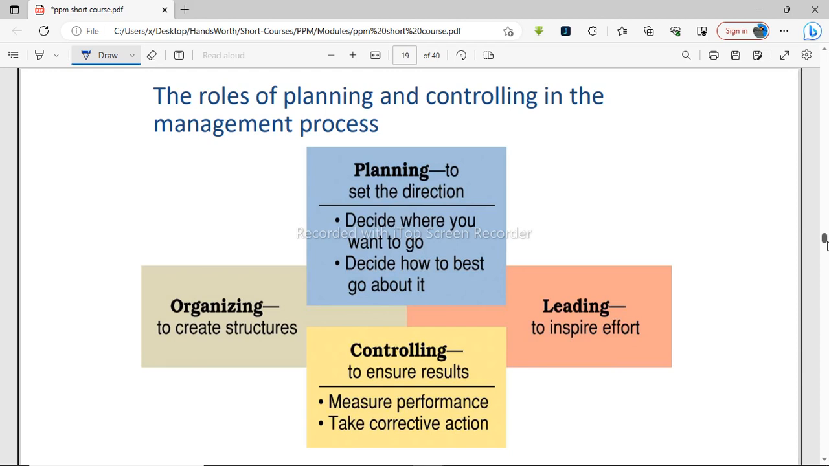So the process of being able to make adjustments in order to correct errors is what is known as controlling. All right, so that's the third role that planning plays when it comes to controlling in management.